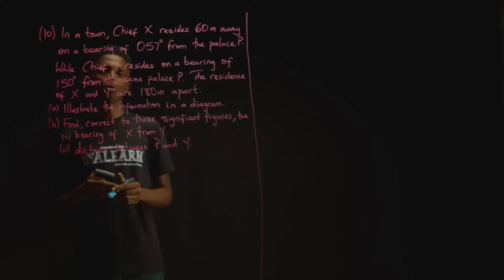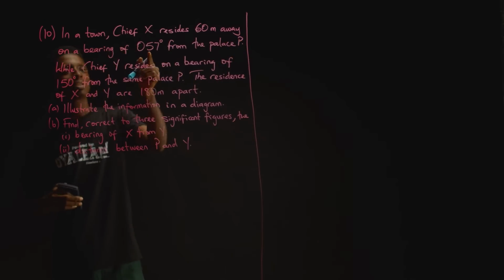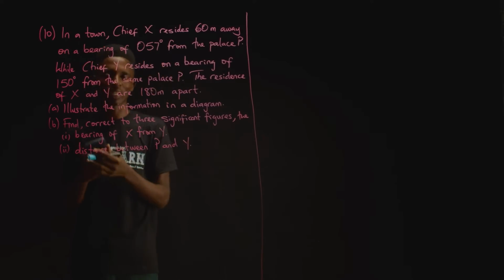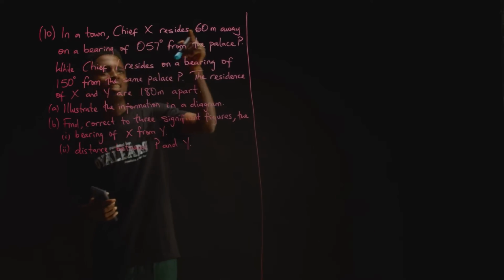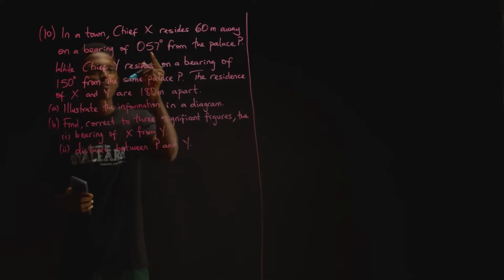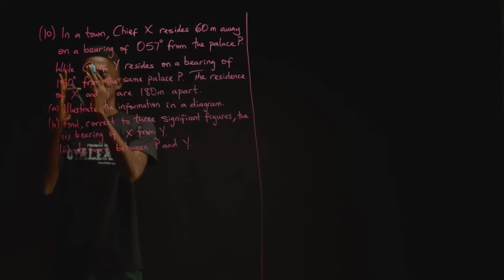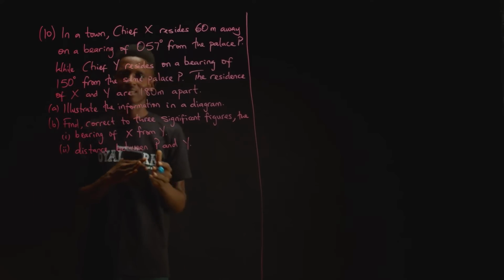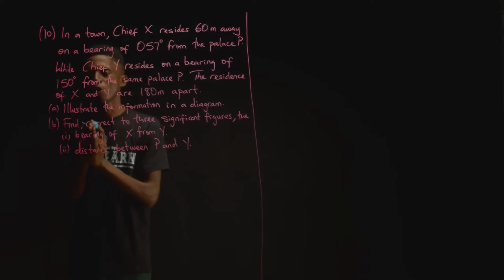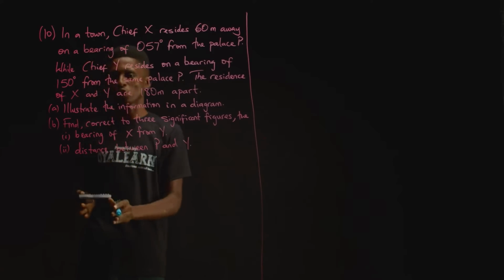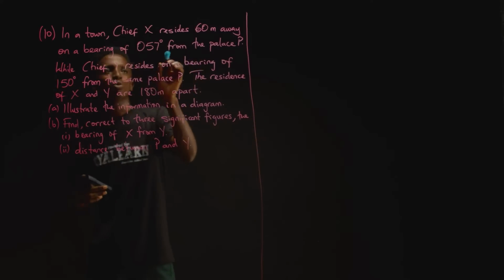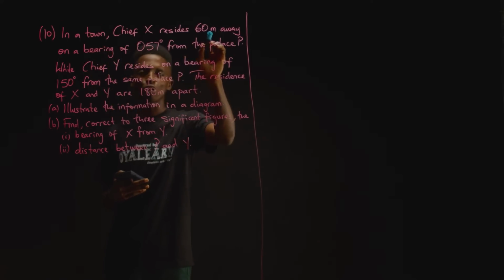Now, what we need to take note of is that we have 057 degrees as the first bearing we are given. That is, the residence of Chief X has to be... now, 057 lies where? That is the northeast of the palace. So when you are drawing the Cartesian for your palace, ensure that it is drawn in a position where you can find a place that is northeast of it, and that you would have 60 meters drawn there.